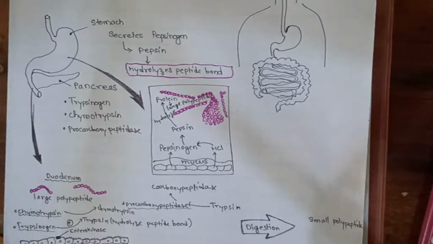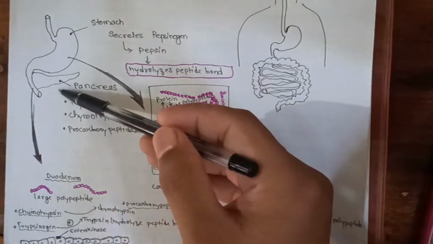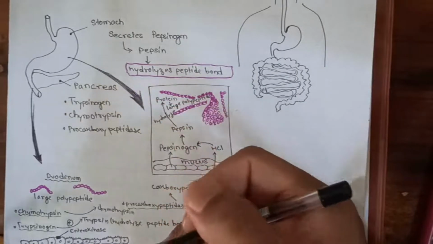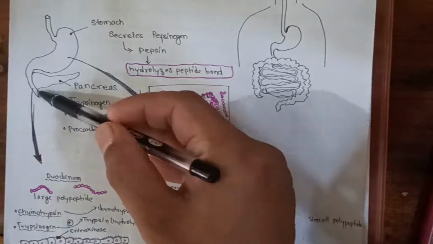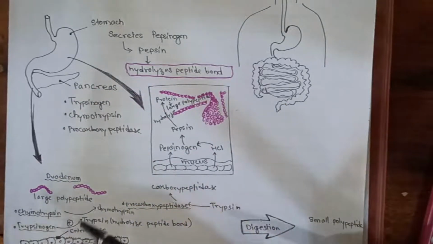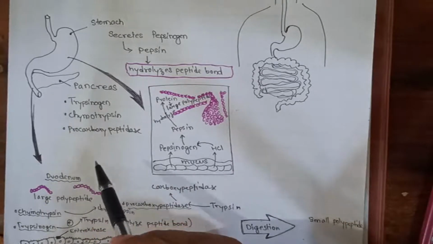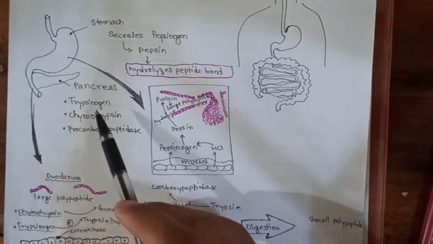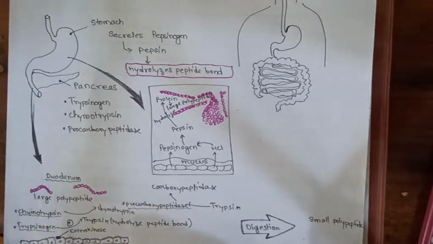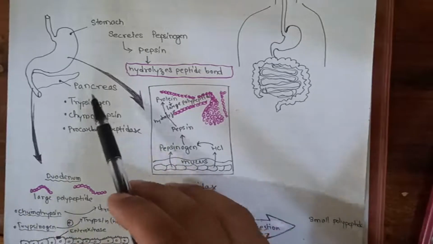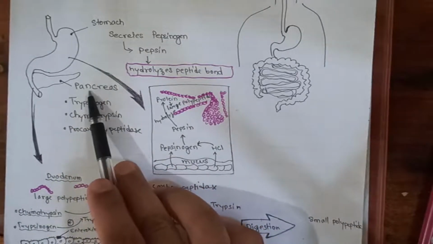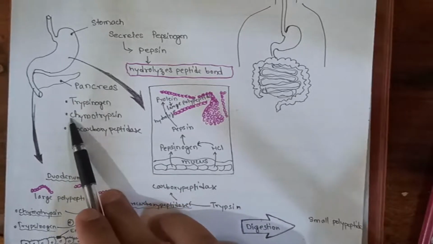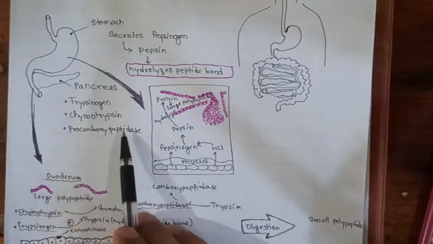So the first part of the small intestine is the duodenum, and the duodenum is the main site where most of the protein digestion and absorption takes place. So now, when this large polypeptide reaches the duodenum, the pancreas begins to secrete some enzymes that will help the digestion of the proteins. So the pancreas secretes enzymes like trypsinogen, chymotrypsinogen, and procarboxypeptidase.